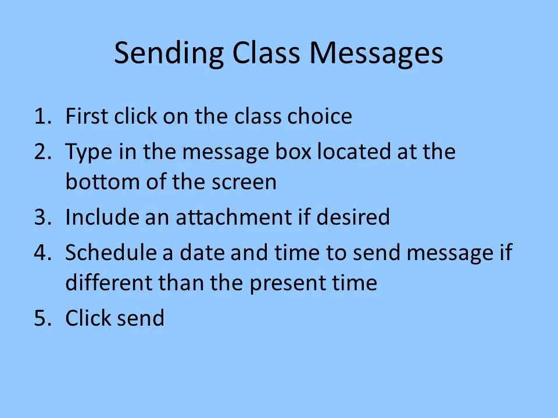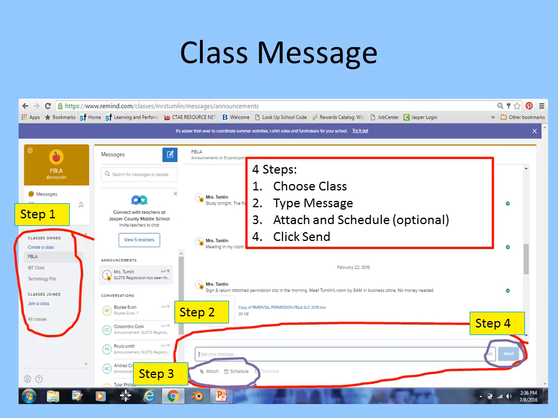There are 5 steps in sending a class message. Everyone in the class will receive the same message. You'll first click on the class of your choice. Then type your message in the box. You may include an attachment if you'd like. Schedule a date and time to send the message if it's different than the present time, and you simply click Send. Let's take a look at that.